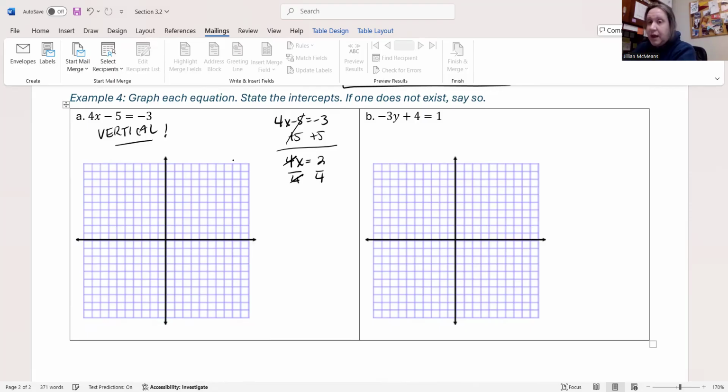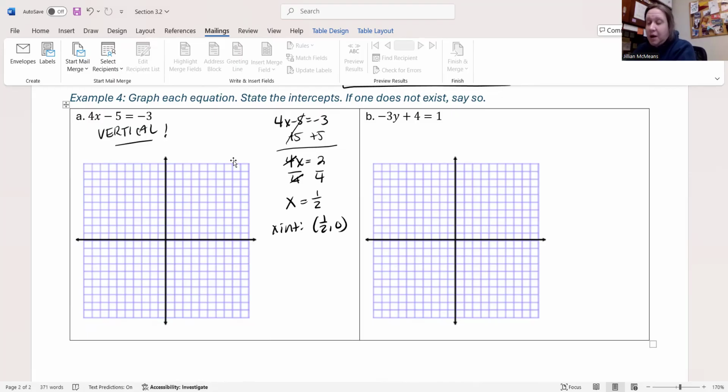4 divided by 4 on the left is just 1. 1 times x is x. And then 2 divided by 4 is 1/2. That tells me my x-intercept is (1/2, 0). Now, so far, we haven't graphed a fraction.